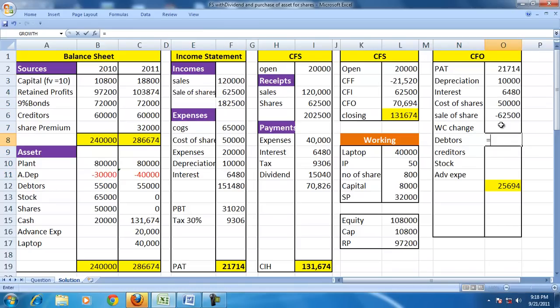Then comes the working capital changes. No change in the debtors. Change in debtors is zero. Change in creditors is zero. Stock has decreased, so therefore the entire COGS is from the previous year, so it has to be added back. Advance expenses increased, so therefore we have to reduce that because we paid an expense of 40 but showed only 20. So this leads us to CFO. We get CFO here, 70,694. So given a set of transactions with the opening balance sheet, it's possible to prepare the income statement, cash flow statement, and the closing balance sheet and the relevant cash flows. Thank you very much.